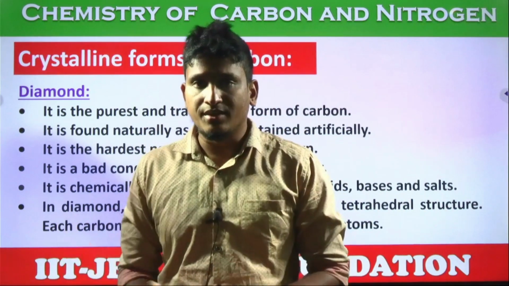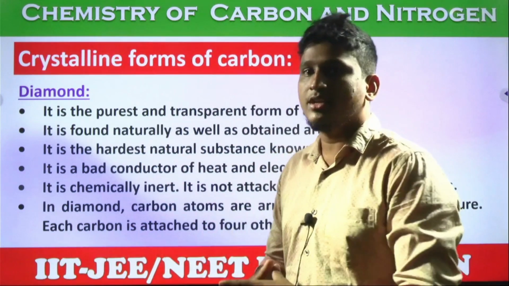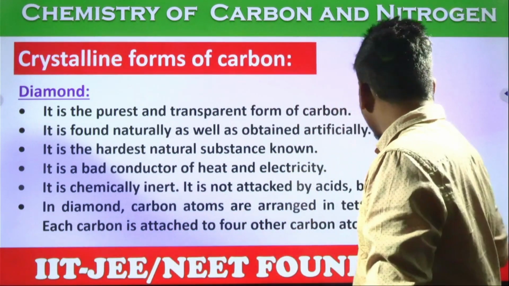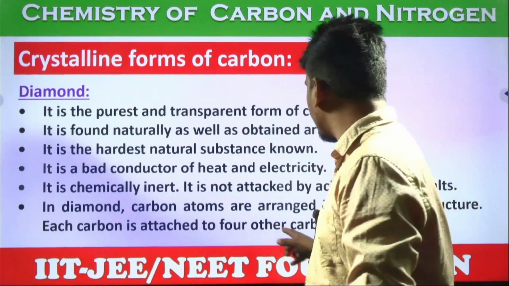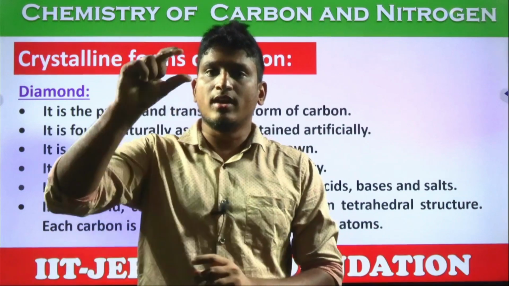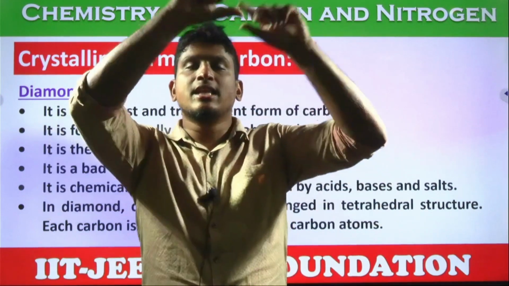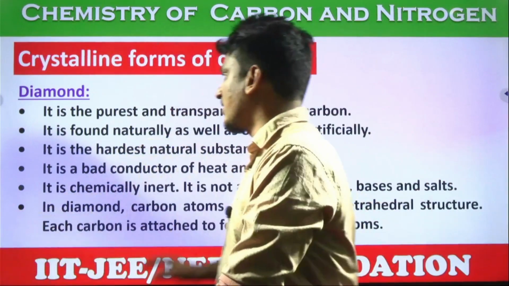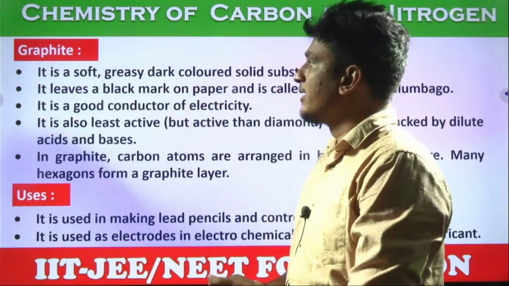Diamond is not easily reactive, students, because of its perfect arrangement of all these atoms. It is chemically inert. In diamond, carbon atoms are arranged in a tetrahedral structure. Each carbon is attached to 4 other carbon atoms, like I said, so the arrangement is called tetrahedral. One carbon bonds with 4 carbons. Again, that carbon bonds with the remaining 3 carbons. That's the complete structure.